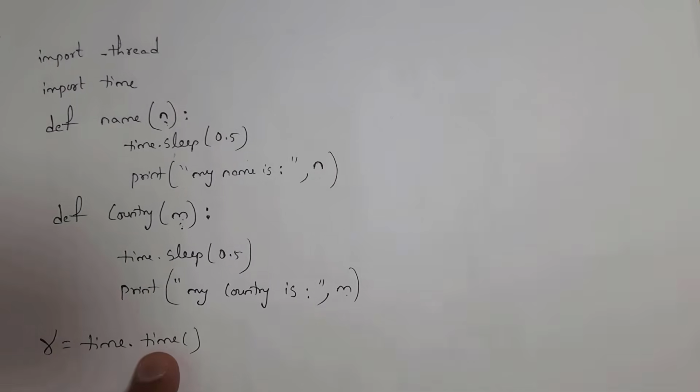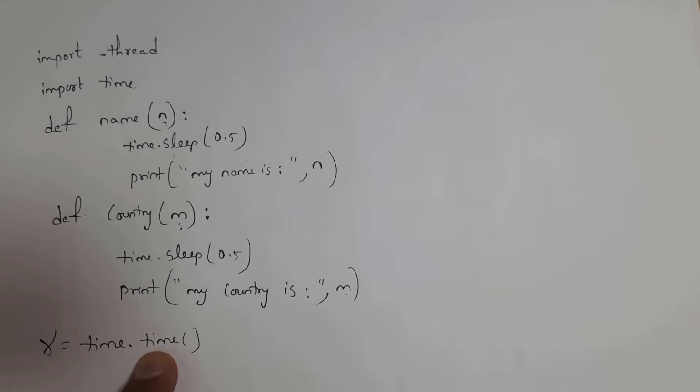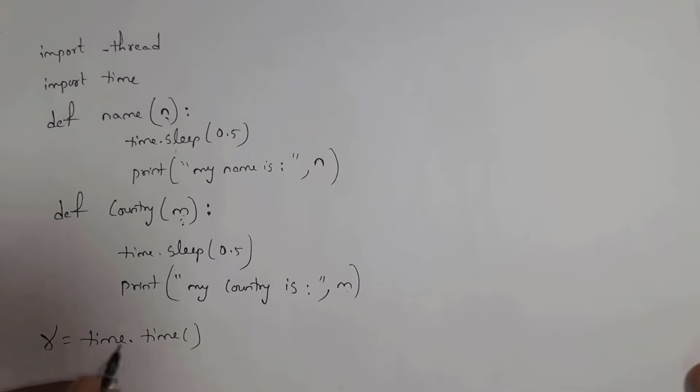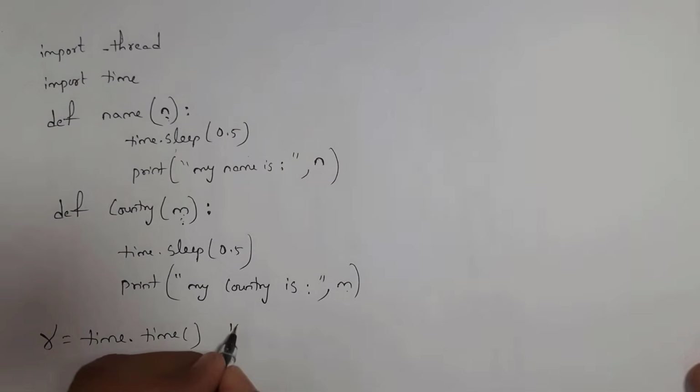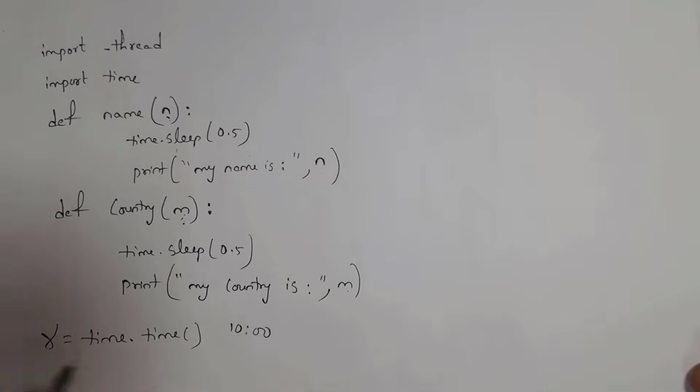By using this time method, you can store time. For example, at present time is 10 am. Whenever you write here time dot time, it will store time. For example, now time is 10 am. So this 10 is stored in variable r.